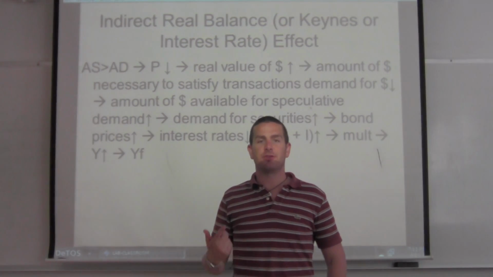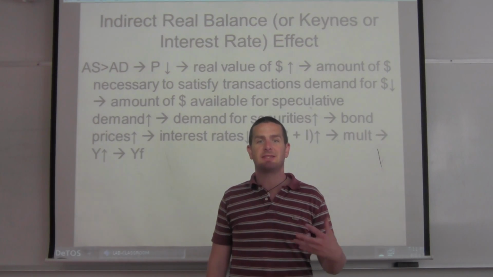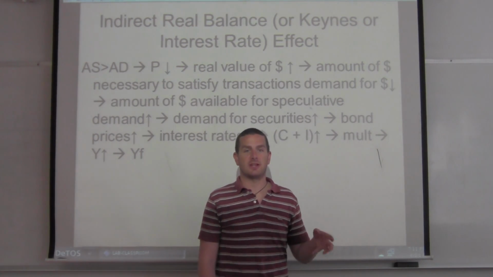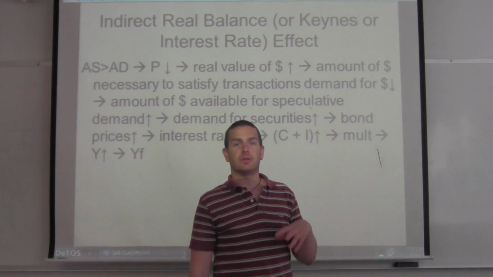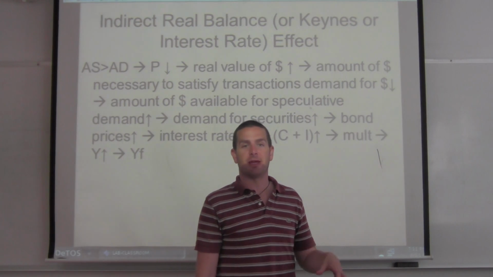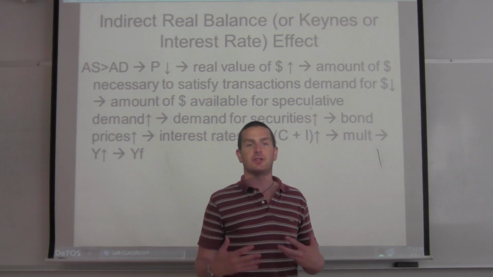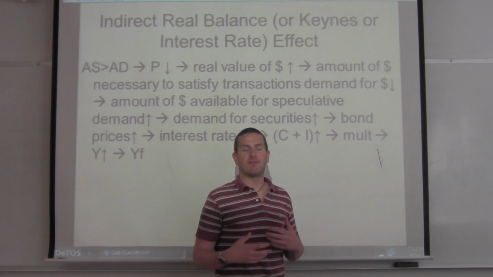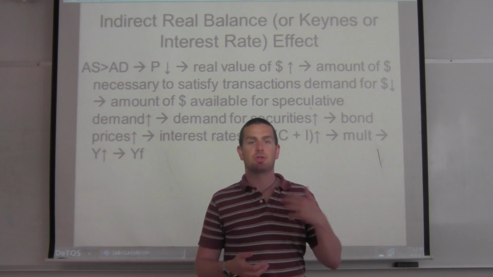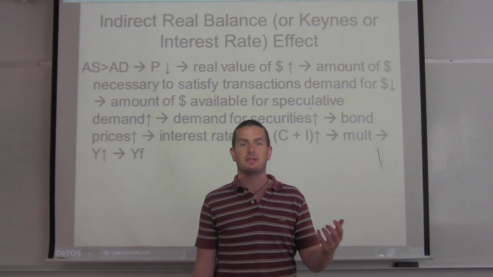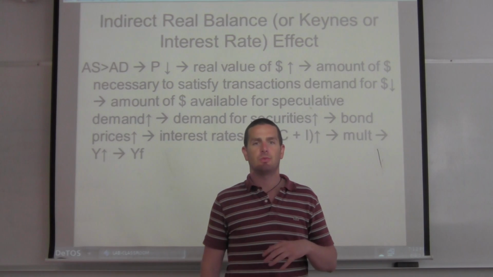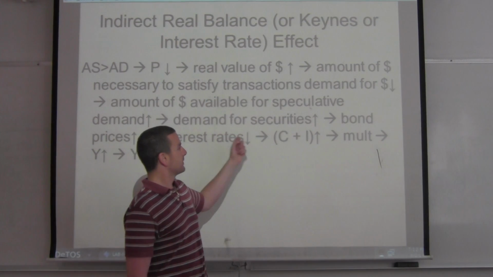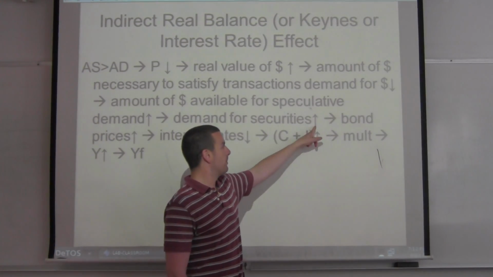that increases the real value of money, which means the amount you need to satisfy transactions and precautionary goes down. Okay? The transaction and precautionary motives don't require as much money to satisfy them anymore, which means the amount left for your speculative demand goes up. So now that the amount you have for your speculative demand goes up, you buy more securities. When you buy securities, bond prices go up, which lowers interest rates. When interest rates go down, consumption and investment goes up.